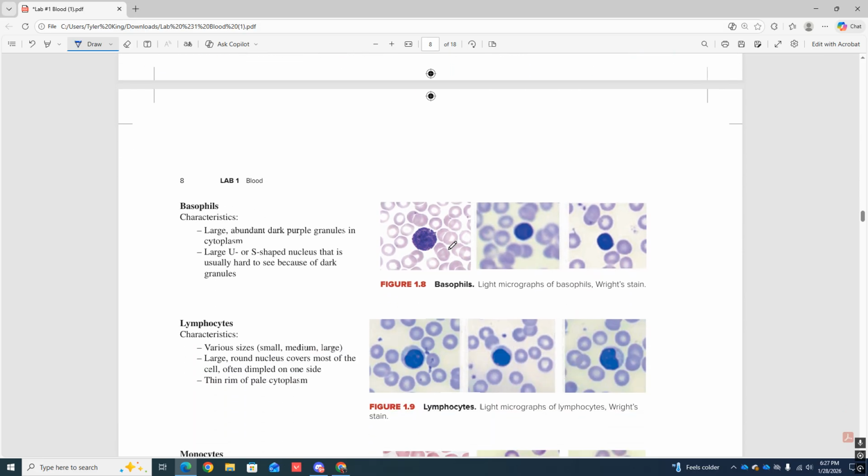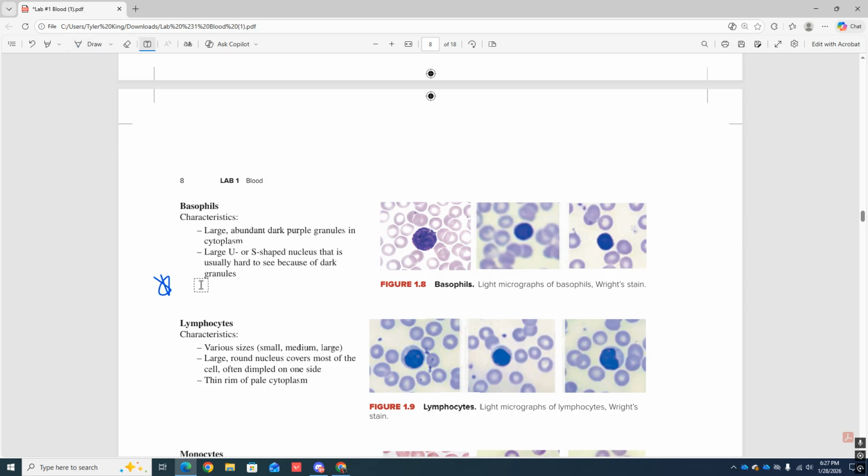All right, basophil. It has a grainy looking appearance to it, okay? You can see all the dark purple granules. They hide the nucleus, which usually has a U or an S shape, but since it's hidden behind all these granules, it's almost impossible to see. Remember my tip and trick for this guy.